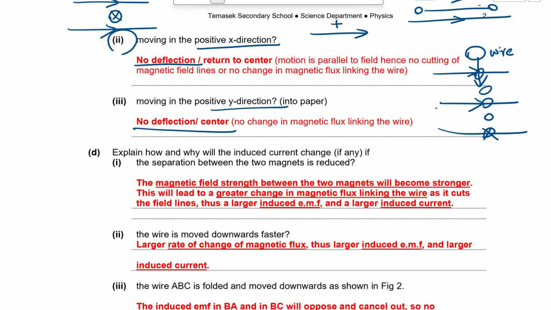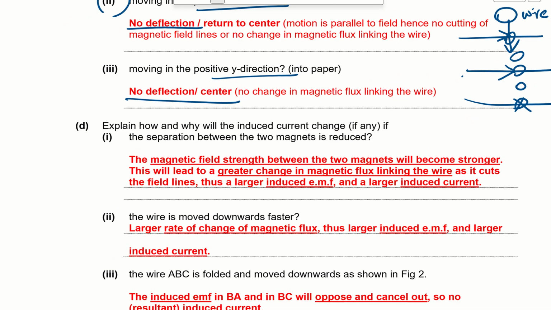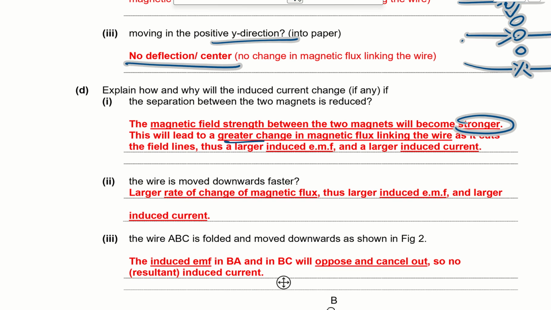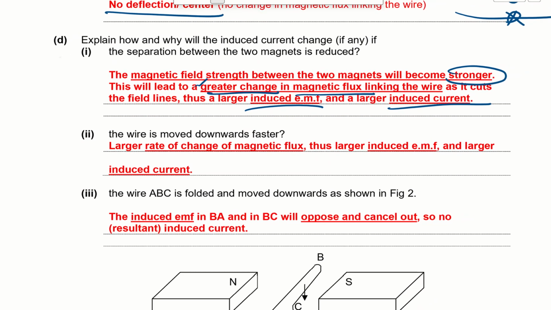Now explain how and why the induced current will change, if any, if the separation between the two magnets is reduced. The magnetic field strength between the two magnets will become stronger, right? Because I bring the two magnets closer together, this will lead to a greater change in magnetic flux linking the wire. Okay, learn how to write like that. And this is the basis for Faraday's law. So you cut the field lines, therefore a larger induced EMF, and therefore a larger induced current. Okay, so this is the template to explain.